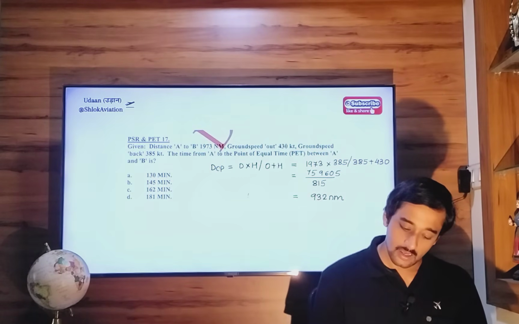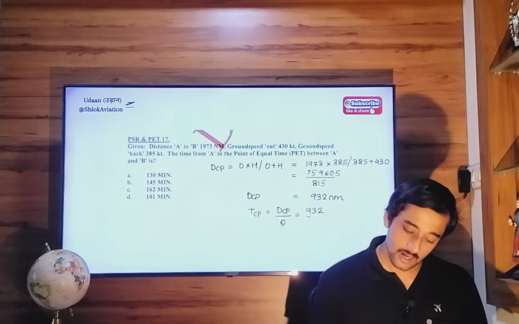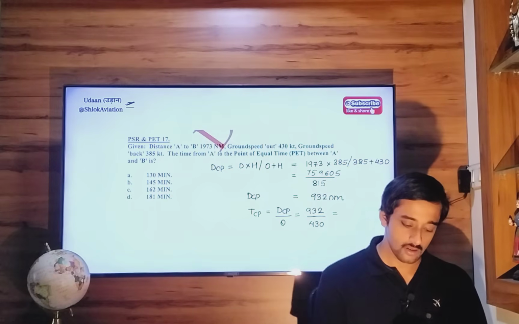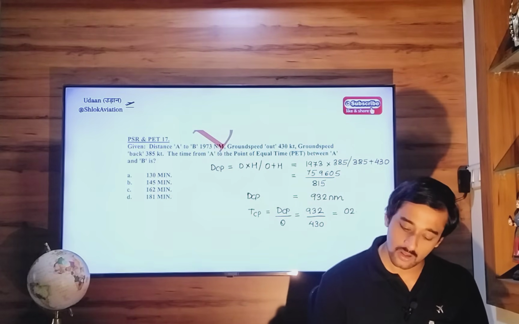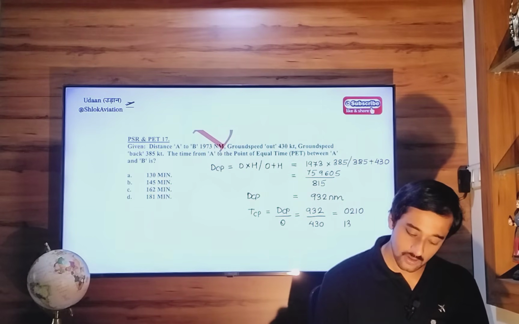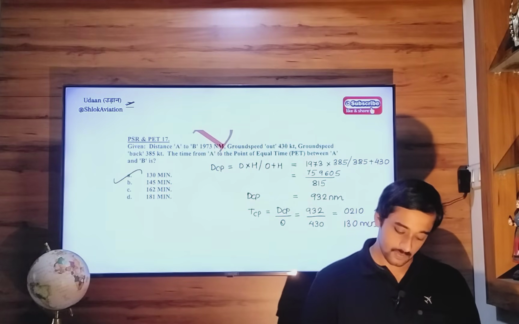Okay. What will be the time to critical point? Distance to critical point divided by outbound speed. So 932 divided by the outbound speed of 430 is equal to 2 hours 10 minutes, or 130 minutes. Okay. So option Alpha will be the right answer.